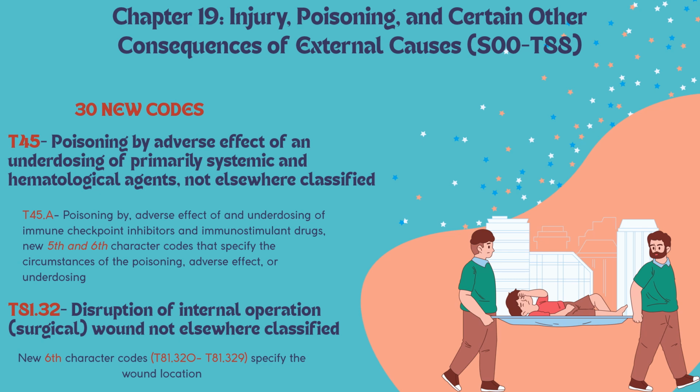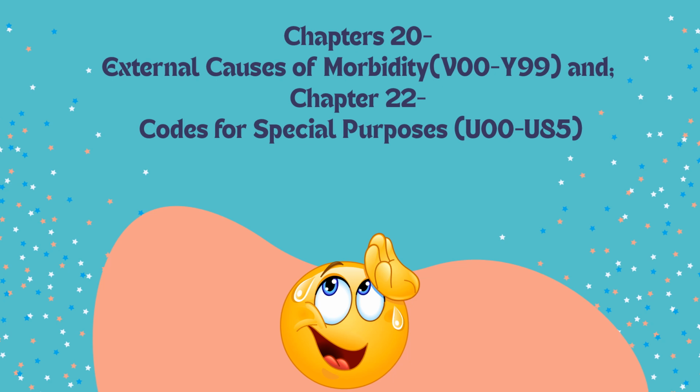And under T81.32 disruption of internal operation surgical wound, not elsewhere classified, there are new 6th character codes, T81.320 through T81.329, to specify the wound location. There are no changes in Chapter 20 and Chapter 22.